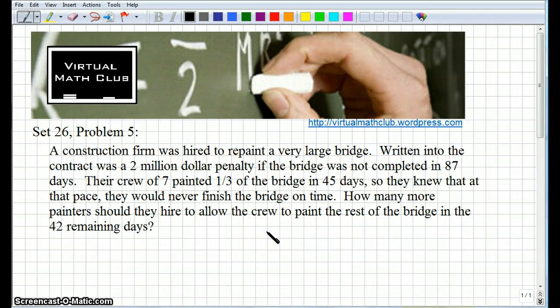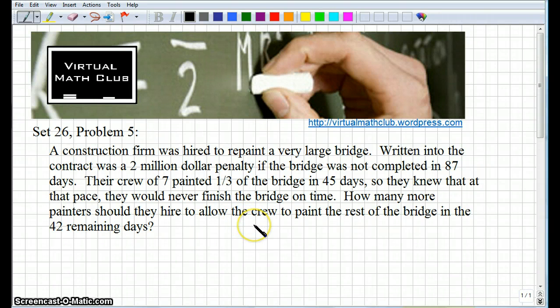Problem number 5. A construction firm was hired to repaint a very large bridge. Written into the contract was a $2 million penalty if the bridge was not completed in 87 days. Yikes. Their crew of 7 painted 1/3 of the bridge in 45 days, so they knew that at that pace they would never finish the bridge on time.